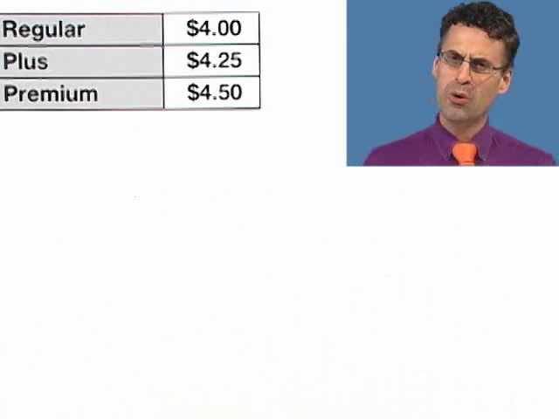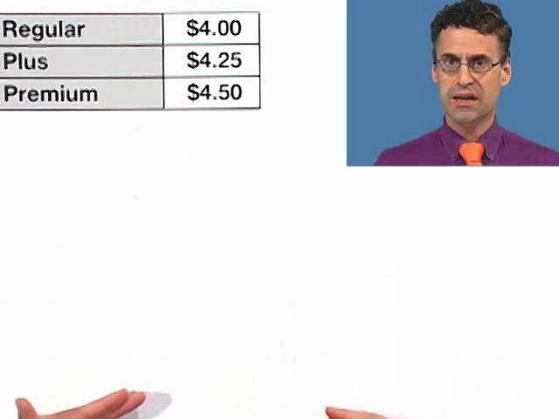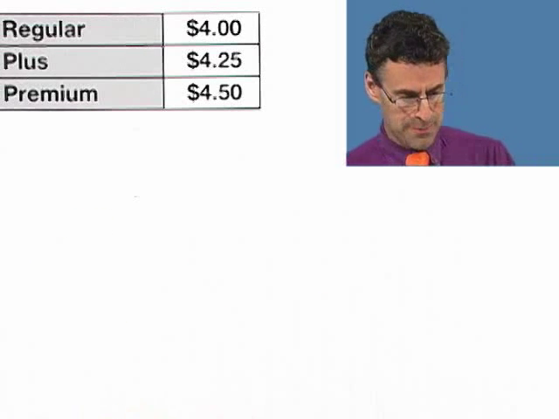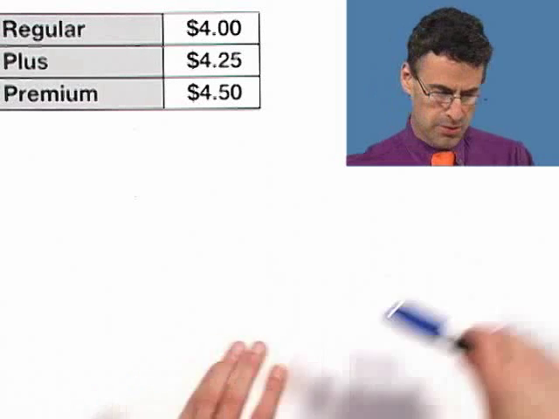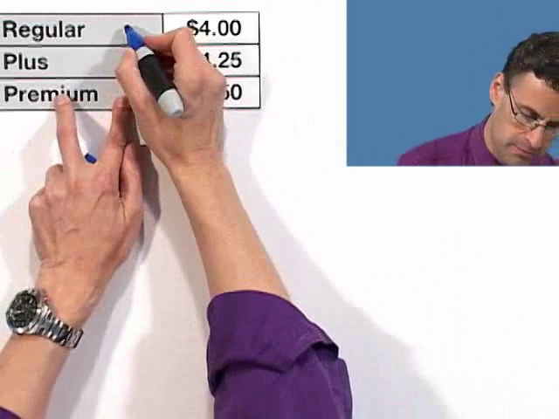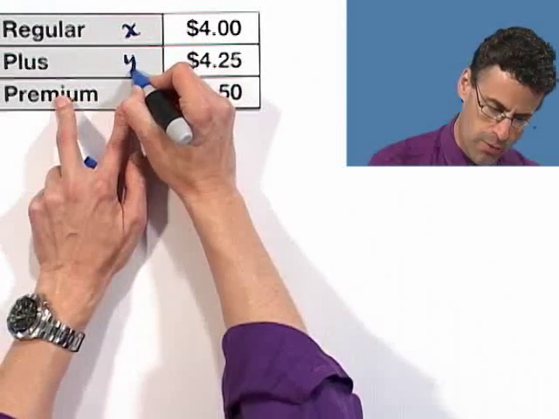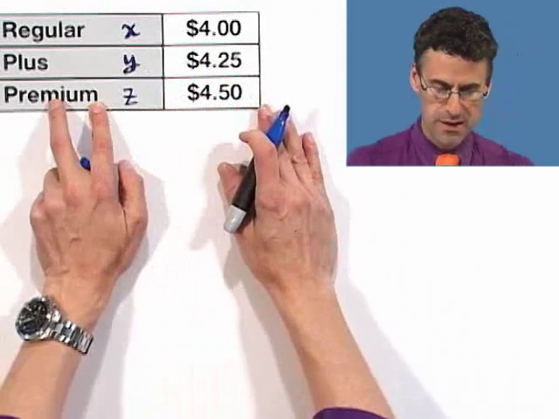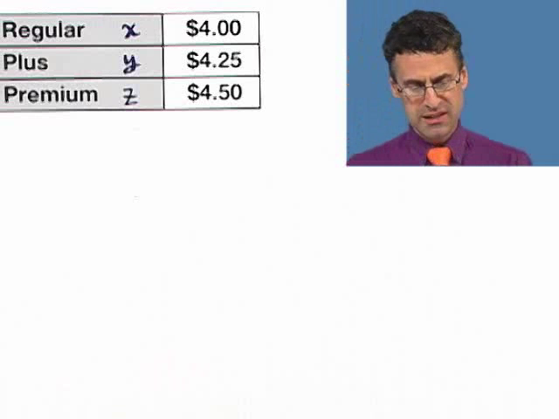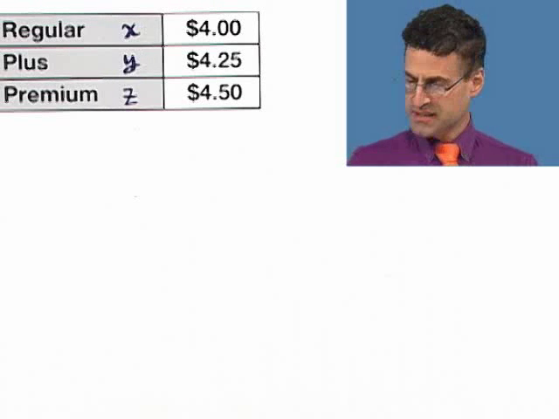And so now where do we go with this? Well, we're trying to find out how many gallons of each of these three were sold. So we should give them names. Maybe we're going to call the amount sold of regular X, plus, call that Y, and the premium we'll call Z. Now, the question is, how can we take this information that we know and actually make sense of it? Well, let's just think about it.